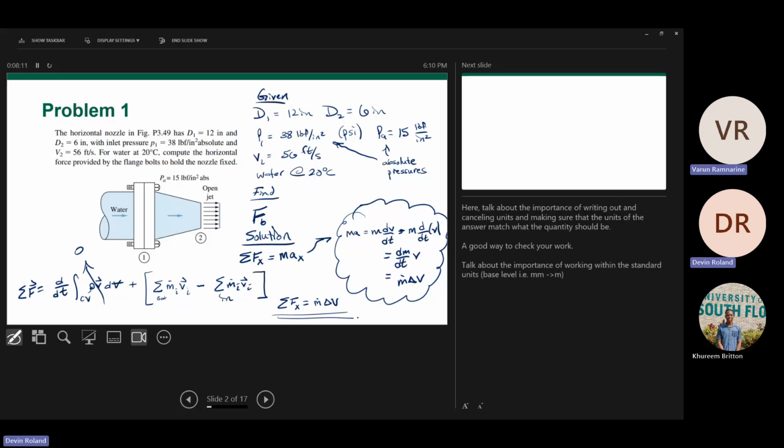I'll underline that. Can you explain why the first term, where you have d/dt of the integral of whatever, is 0, please? Yeah, it's 0 because it's steady. We're assuming steady flow.